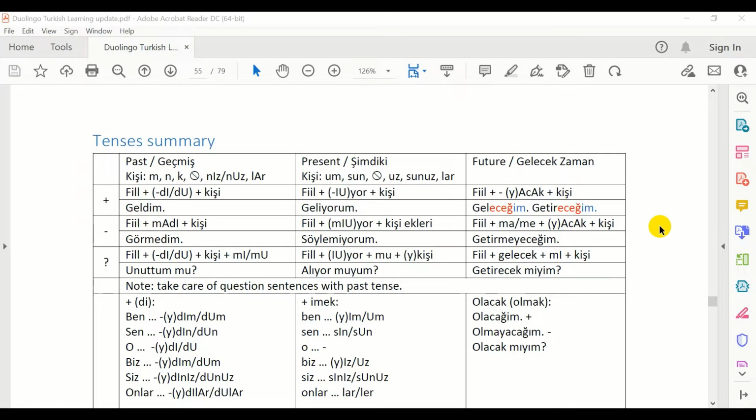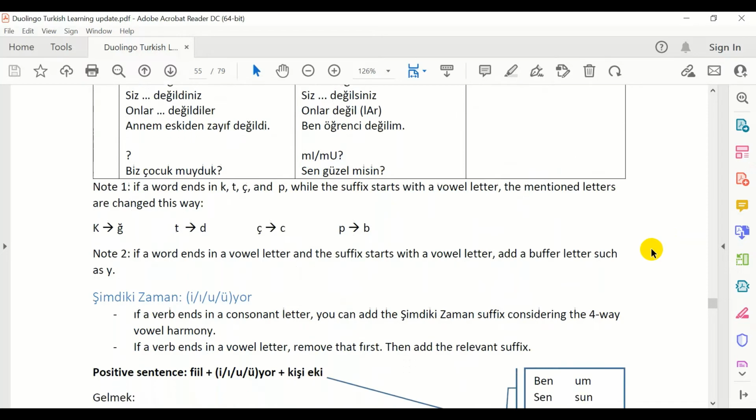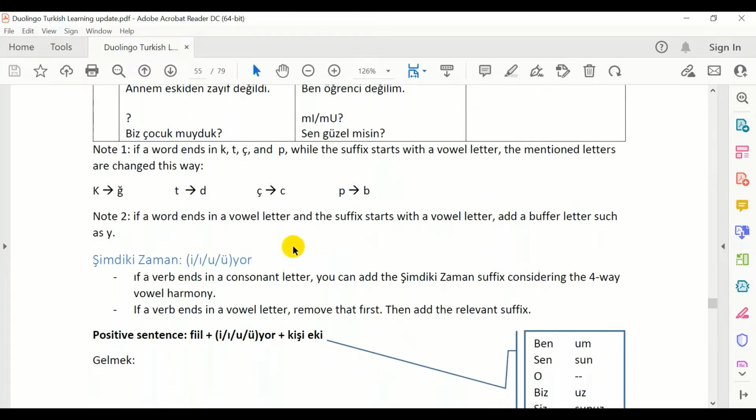In this course, I would like to briefly explain about the tenses in Turkish language. Let's start from Şimdiki Zaman. Şimdiki Zaman in Turkish is kind of similar to present progressive tense in English. As in English, you're adding the suffix -ing at the end of the verb. In the Turkish language, we also add a suffix.